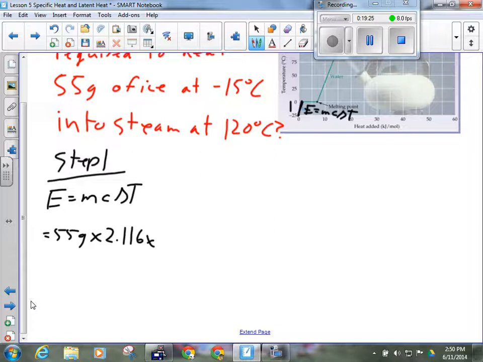15 degrees. The most common mistake I see on a question like this is someone says they heat the ice by 135 degrees, because it goes from minus 15 to 120. I'm pretty sure it's not ice at that temperature. Agreed? You can only use the specific heat capacity of ice while it's actually ice, and that's only to 0. So the temperature change is from minus 15 to 0. That's our first step.